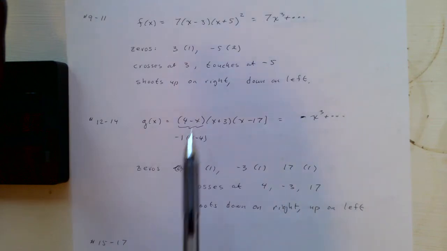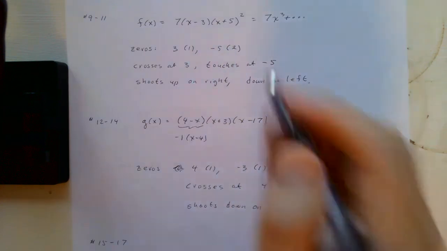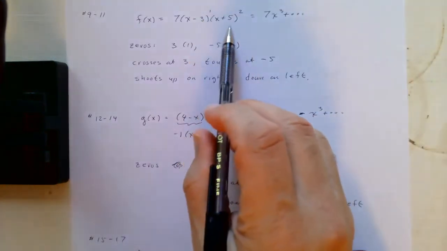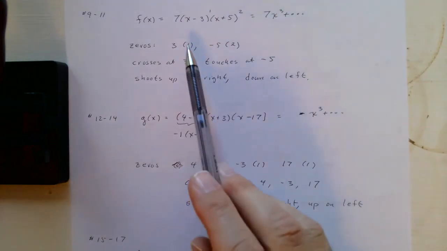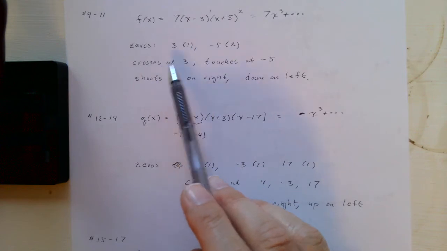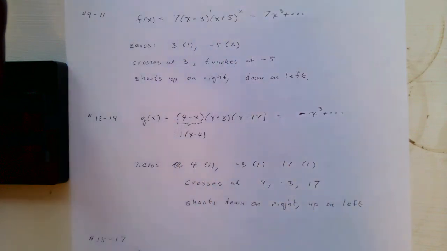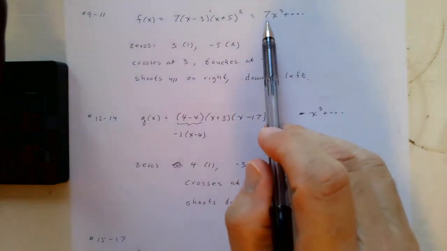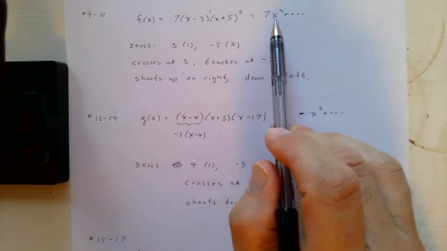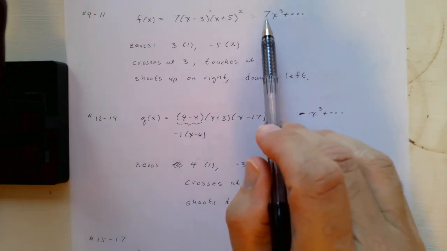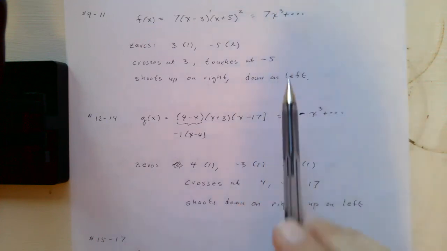I think we can see that the zeros are going to be 3 and negative 5, 3 with multiplicity 1, and negative 5 with multiplicity 2. Because the multiplicity is odd, it crosses. When the multiplicity is even, it touches the x-axis. And because the leading term is going to be the 7x cubed if we were to multiply everything out, this is a positive coefficient and an odd degree, so it's going to shoot up on the right and down on the left.